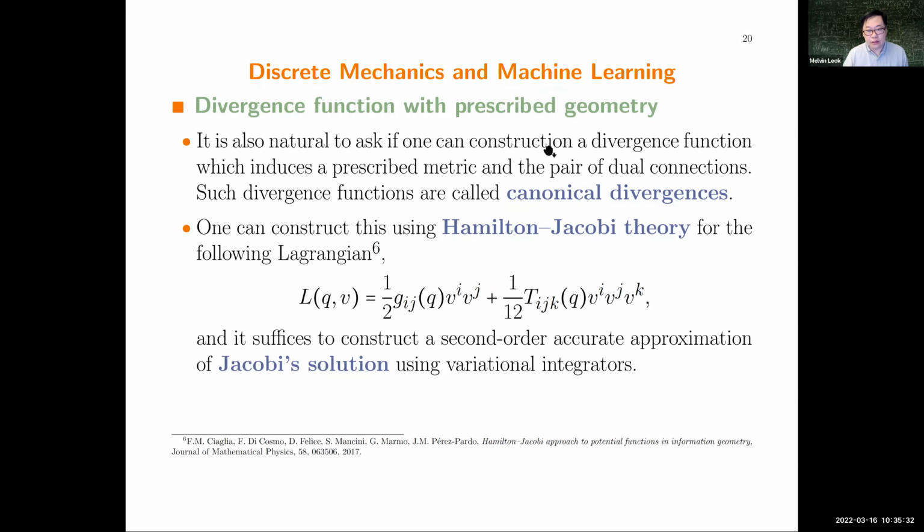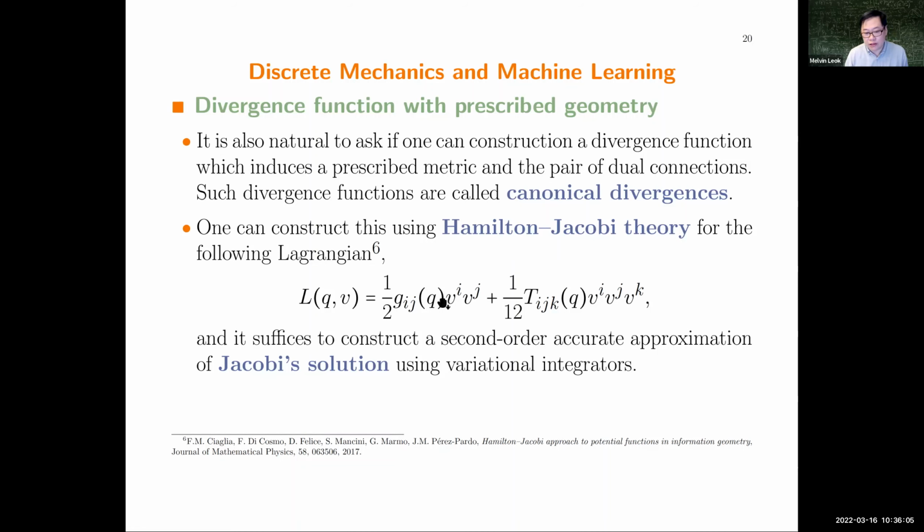And then the other thing which shows up is that you can ask about this notion of canonical divergences. If you have a divergence function, it induces a metric and a pair of affine connections. If, on the other hand, I give you a metric and a pair of affine connections, you can ask whether there's an associated divergence to that. So that's the inverse problem. It should be clear that this is not unique, but you can still ask whether you can construct one systematically. And one way to do this is to use Hamilton-Jacobi theory for the following Lagrangian.